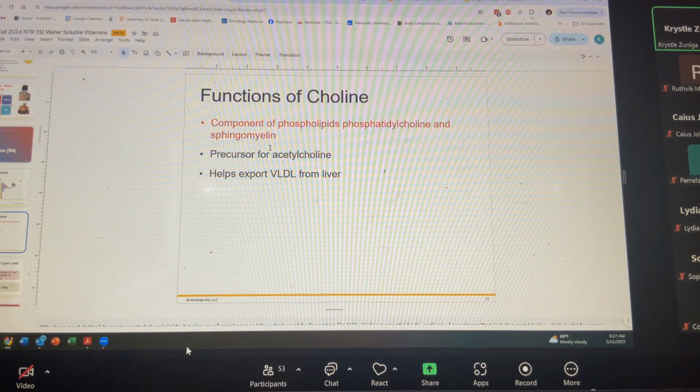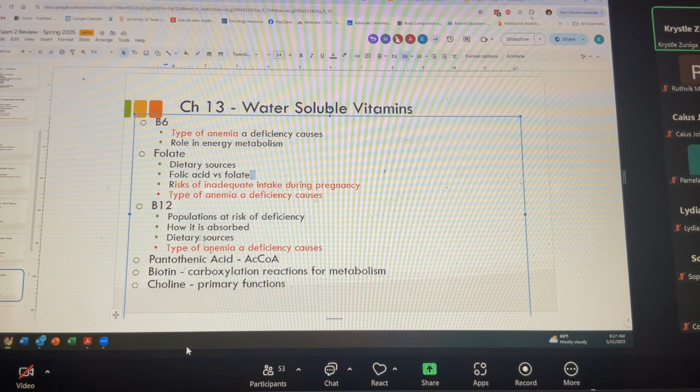Functions of choline, it's a component of phospholipids. Those phospholipids are used in the formation of our lipoproteins. Those phospholipids are also used in the formation of cell membranes. And that's all. Sorry, those vitamins don't get as much love, but they're not as interesting as some of these others.